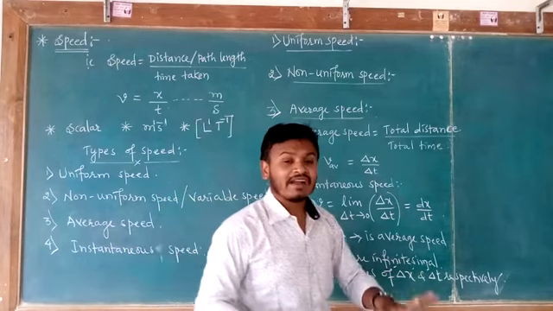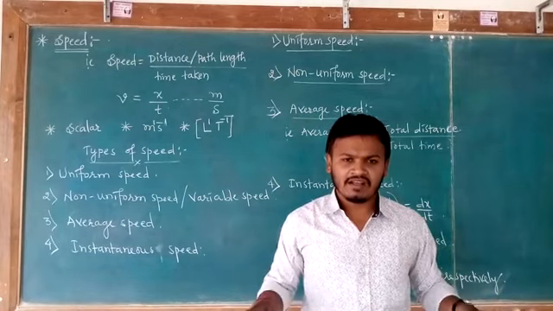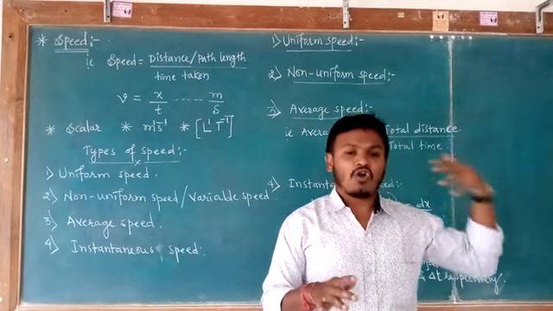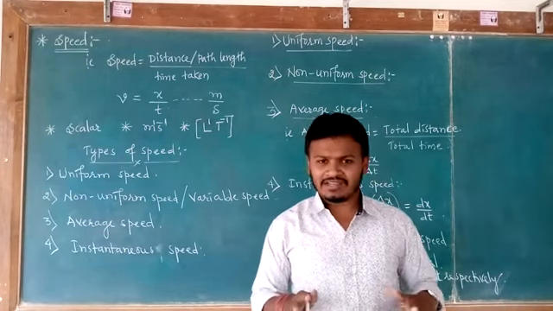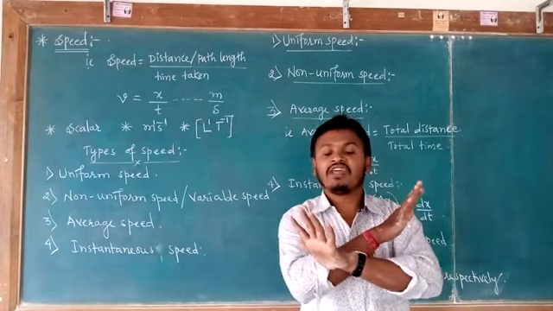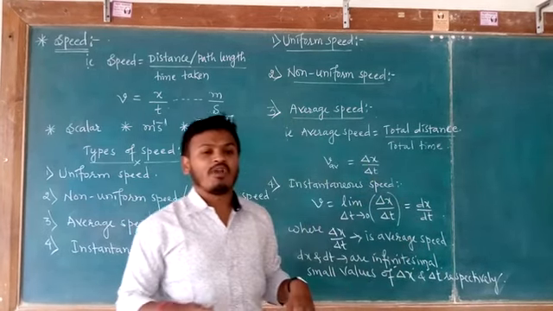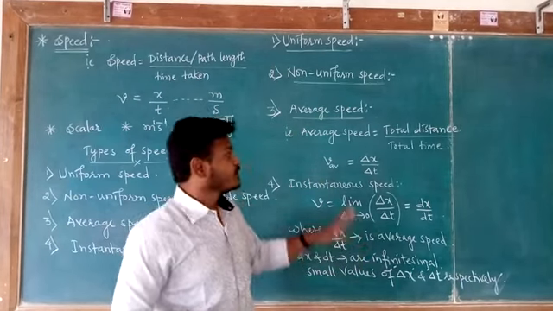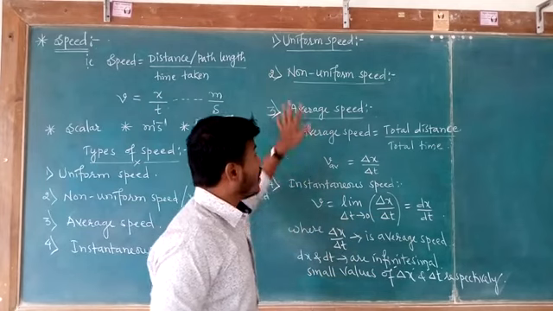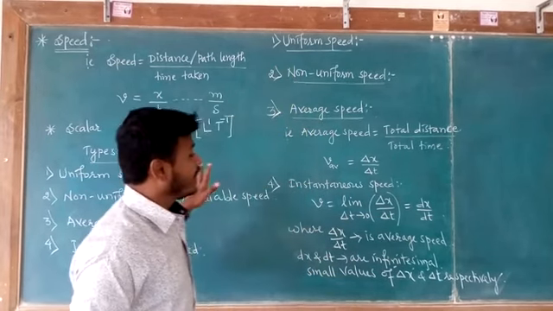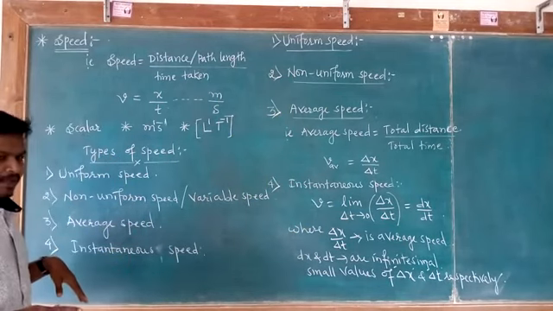And the general fact is what? Speed associated with any parameter is always scalar, whether it is uniform or non-uniform, variable, average or instantaneous. Speed associated with any parameter is scalar. SI unit is meter per second. Dimensional formula is LT to the power of -1. This is all about instantaneous speed and the types of speed. If you have any difficulty about the concept I told, please ask me.